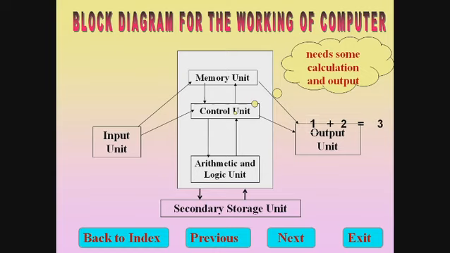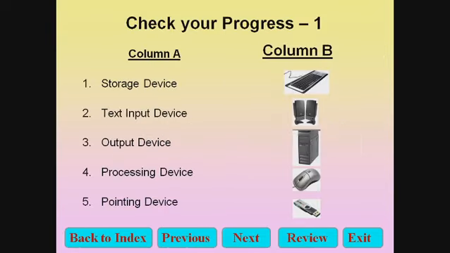Input goes to the memory unit. The control unit keeps a check over memory. If the input needs some calculation or decision making, it is passed to ALU. And if your input is just for display, then it simply passes to your output unit. And if the data and the final result are to be used in future, then we save it permanently in our secondary storage unit. So this is the working.